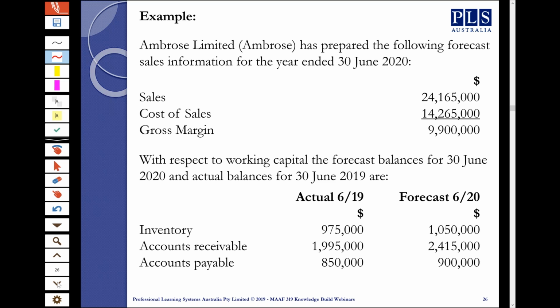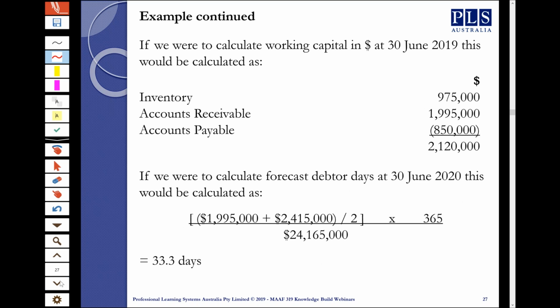With respect to working capital, the forecast balances for June 2020 and the actual balances are for actual for June 19, 975, 1995 and 850. Forecast for June 20 is your 1,050,000, your 2415 and your 900,000. You'll find as you build from that, if the question was you being asked to calculate your working capitals in dollars at June 2019, just take your inventory, add your receivable, take away your payable. So once again, note how I'm just trying to illustrate. You've got to watch what the question is asking for.